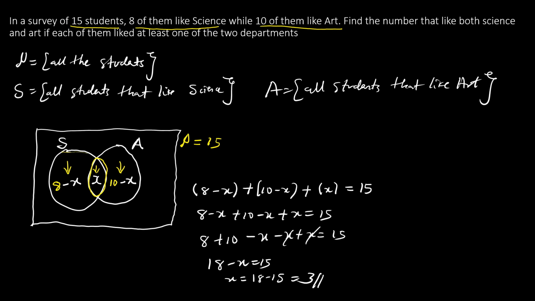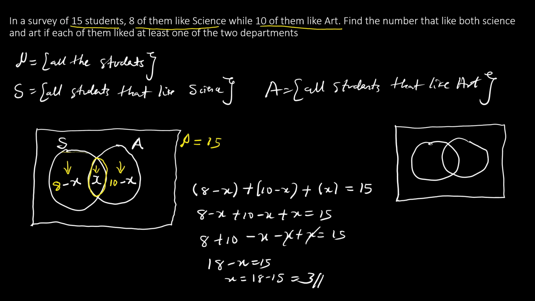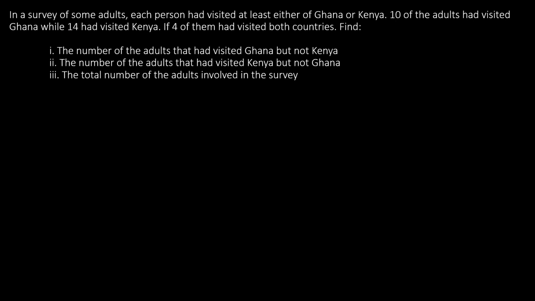Just to redraw this Venn diagram, we can now redraw it as this. We have set S and set A. We have inferred the universal set to be 15. So the number of students that liked only science will now be 8 minus 3, which is 5. The number of students that like science and art is 3. And the number of students that liked only art will be 10 minus 3, which is 7. So if you add 5 and 3 and 7, we are going to have 15. And that is simply how we can look for the intersection of a set. Let's move to the next question. We have another one here.